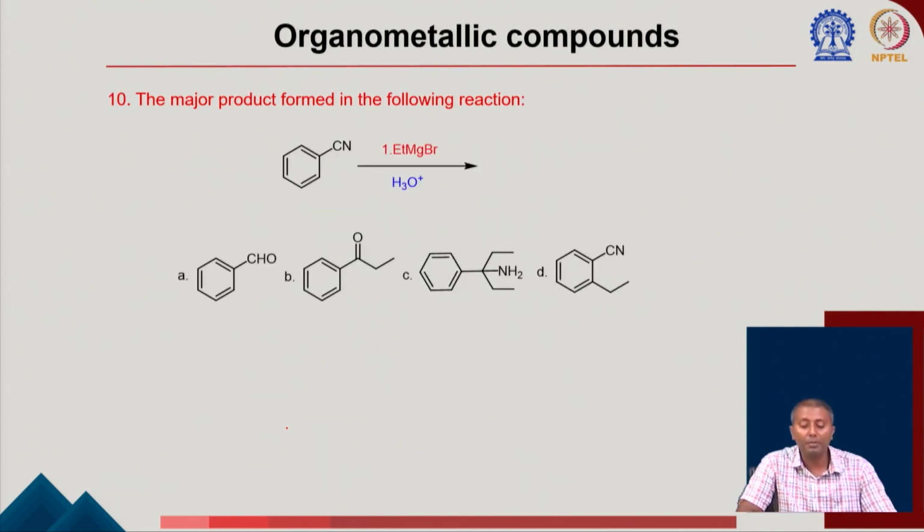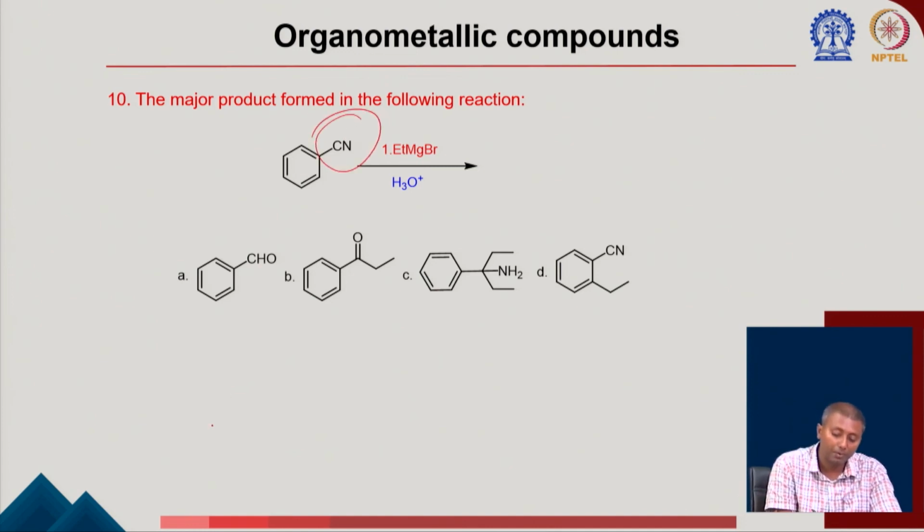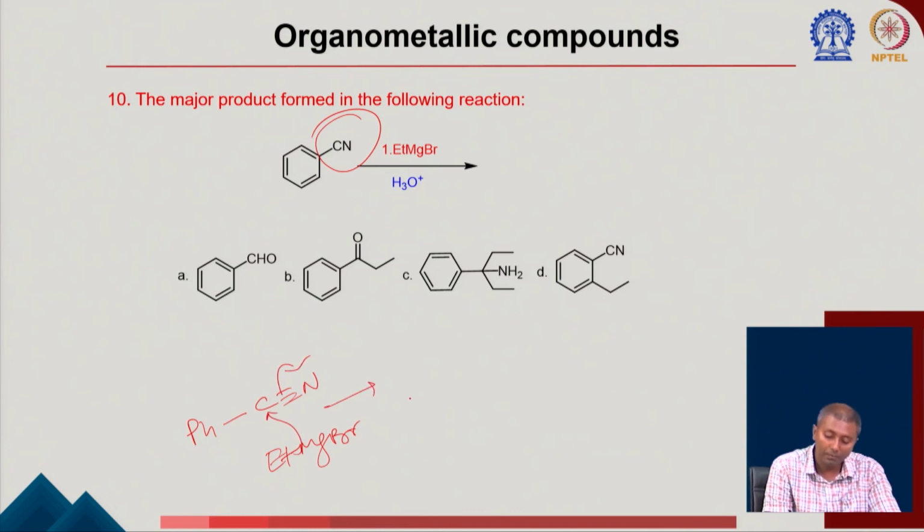The major product formed in the following reaction. So here you have this corresponding cyano group where the Grignard is going to attack. So you have this phenyl with a cyano, where your ethyl magnesium bromide is going to attack on the carbon, giving NMgBr, and you will have an ethyl here.